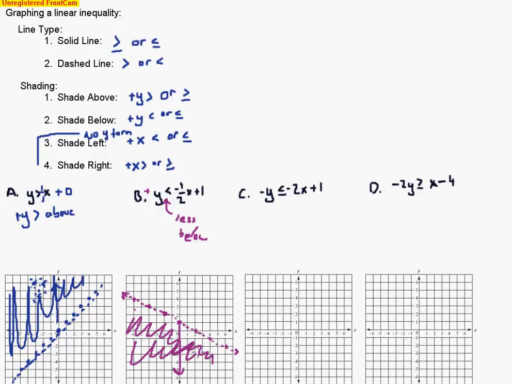So all these points that I'm shading in on this side of the line are true solutions when you go ahead and plug them in. The numbers on the other side would not make true solutions, so that's why we don't shade there.